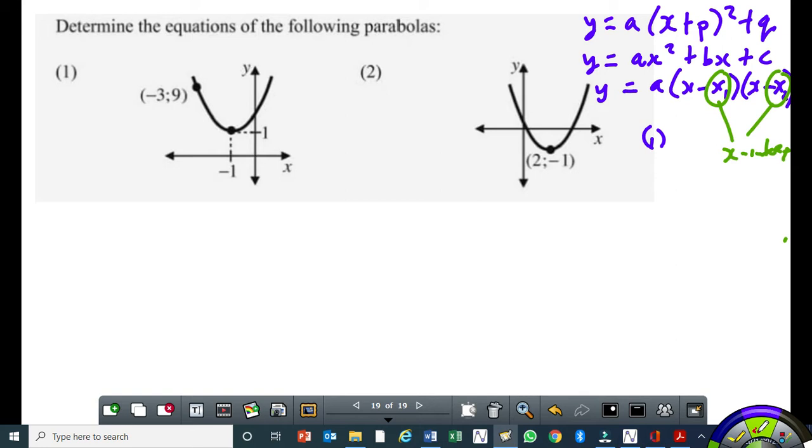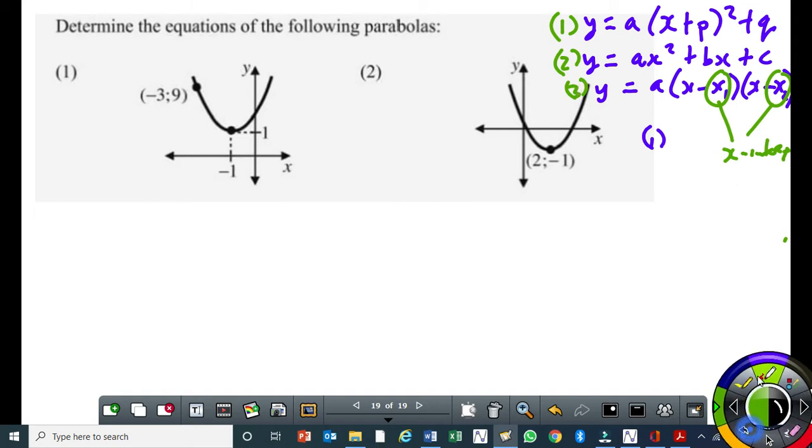Which one do you use, this one or the last one? We are still on number one, which is the turning point form. The last one is the X-intercept form. Number two is the standard form, and number three is the X-intercept form. Are you following that? You have to be familiar with all three because the questions come in different ways.